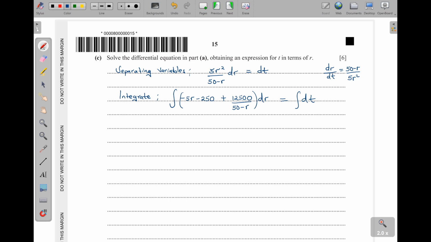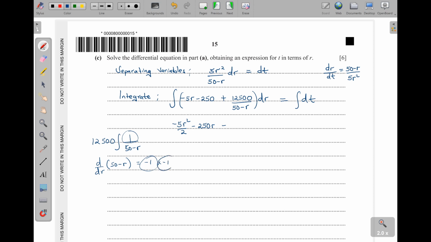Now, when you integrate, of course, this one, it will be 5, then r squared over 2 minus 250r. And then here, take this as a constant. You write 12500, then you integrate 1 over 50 minus r. Now, when you differentiate the denominator with respect to r, you are going to get a negative 1. So then you ask yourself, what should I do to the negative 1 to get a 1 which is here? So you will multiply all through by negative 1.